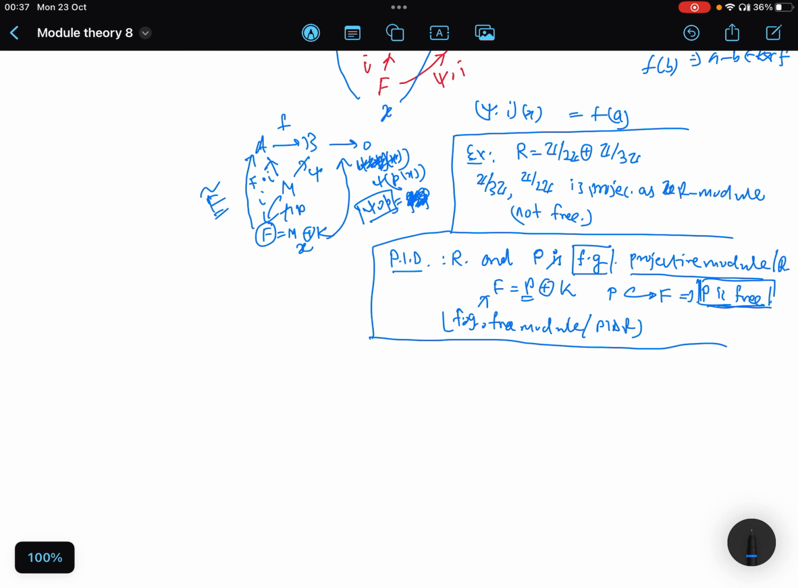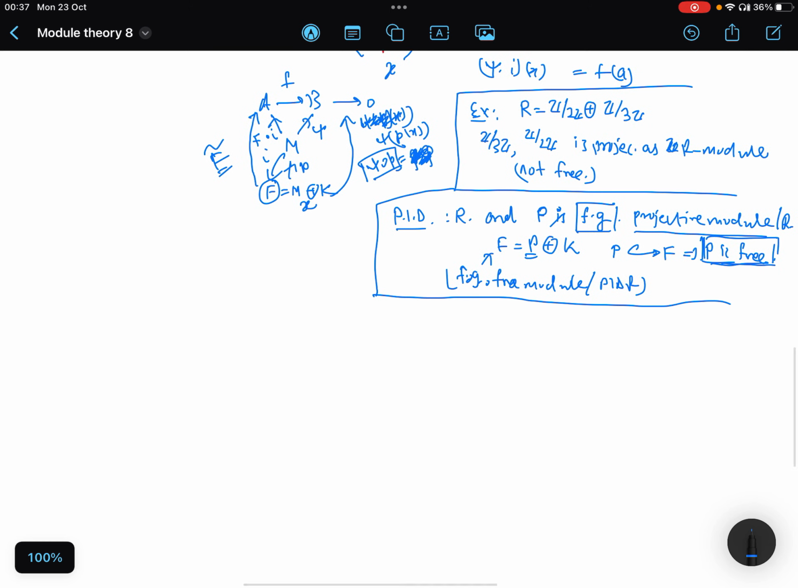So now let's see the analogous version of a projective module. The dual notion is injective. And if you look at it in a more abstract way, in any category C, you can define what a projective object is. That is again easy, because suppose you have a map from A to B. Let's take it as a map.